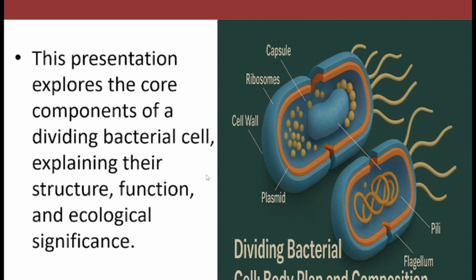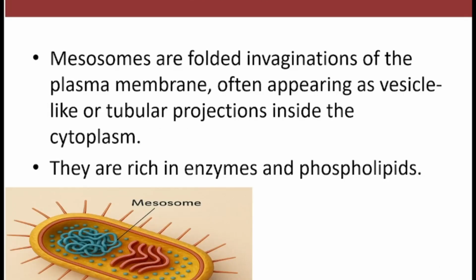Okay. Now this presentation is going to explore very important components of a dividing bacterial cell. We will then examine and explain their structure, that is their structural implication. Why are they there? So we'll look at the function as well as the ecological significance of each of these structures. Okay. Now the first we are going to look at is the mesosome.